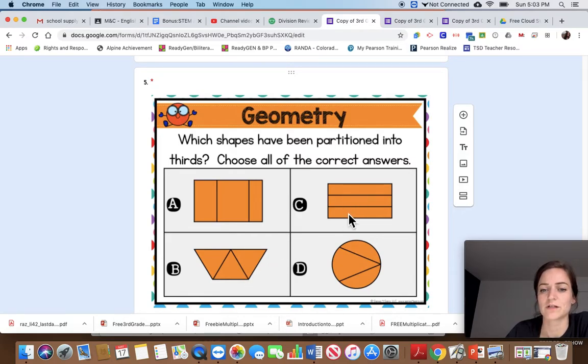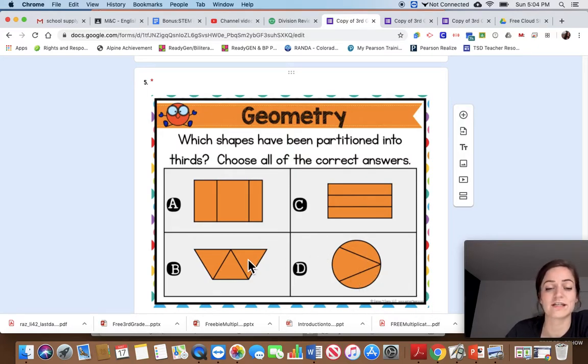This one's cut into 1, 2, 3 pieces. Are they equal 3 pieces? Yes, so C is also right. And then let's look at D. It's cut into 3 pieces, but are they equal? No, right? This one is way smaller than this one, so D does not count.